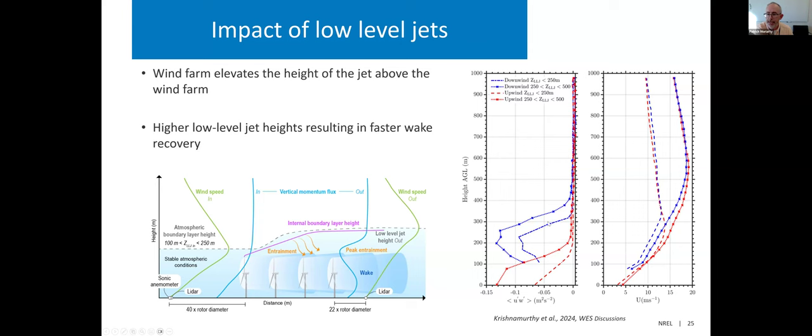What's maybe even more interesting is the momentum exchange is also influenced by the height of the jet. And so if you compare the blue with the X's to just the dotted blue line, those are both downwind profiles, one with a low jet and one with a higher jet. The one where the jet is higher, or the jet nose is higher, has much more momentum exchange than where the jet is lower and actually interacting more with the wind farm. So that in itself is a pretty interesting observation on how the momentum exchange is going to change with the behavior of the low-level jet.